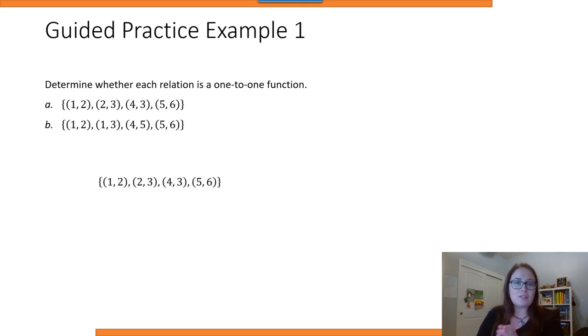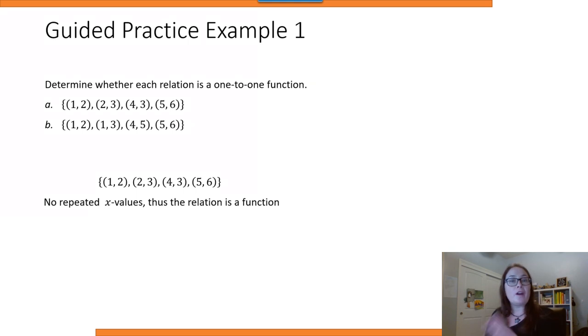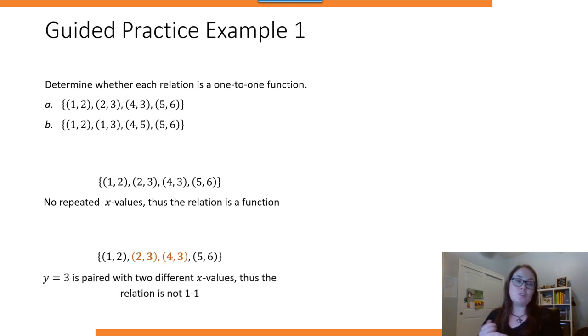I'm looking at all my x values and I don't see any repeats. I've got an x value of 1, 2, 4, and 5. None of the x values are repeated and being paired with different y values. So this is a function. To figure out if it's one-to-one, now I'm going to focus on the y values. And I do see that the two middle terms have the same y value twice. I have that 3 there. Once it's paired with 2, once it is paired with 4. And so this is not one-to-one because of that.